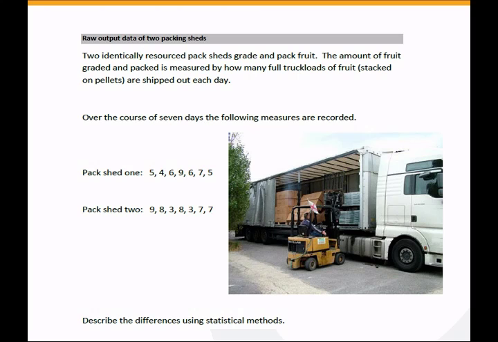What I'd like you to do is describe the difference between the 2 pack sheds using statistical methods, and in particular the statistical methods we just looked at, the median, the mean and the mode. Try to determine which shed is performing better than the other. So jot down those numbers if you like, or you could do a screen save. And there'll be a big reveal at part 3. See if your answers are the same as mine.